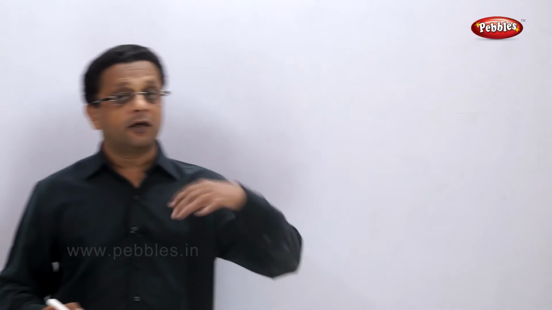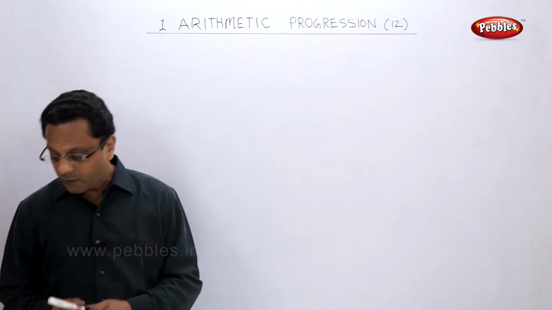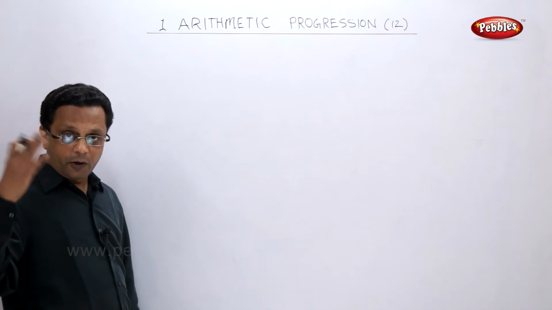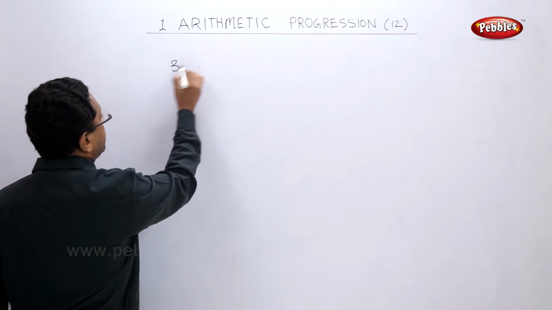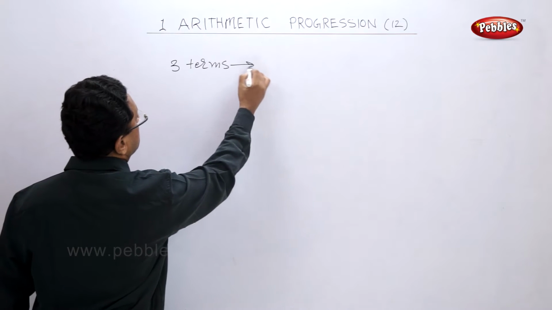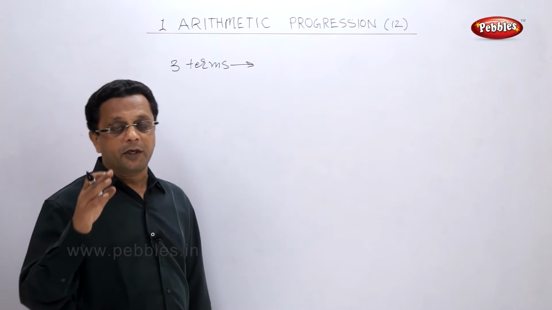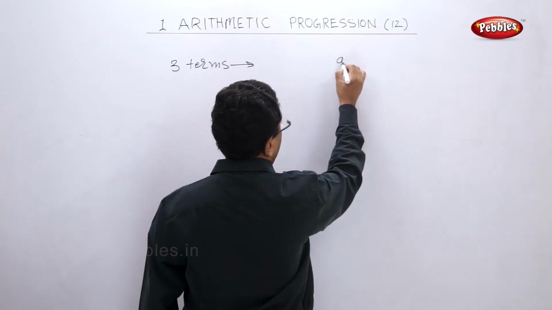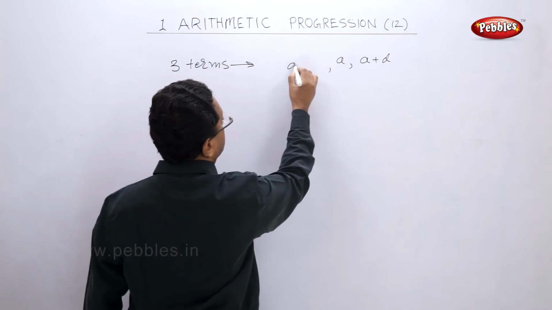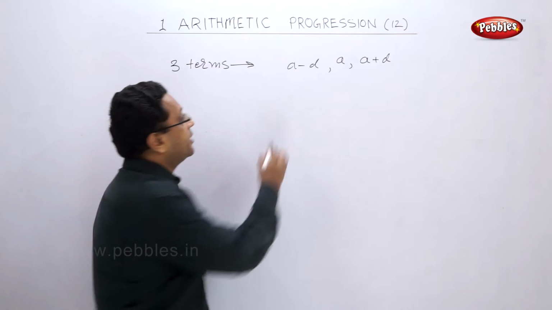Now before going to the examples, one important thing we'll see in the quadratic equation or simultaneous linear equation chapter also. Whenever you are asked to take 3 consecutive terms, 4 consecutive terms, or 5 consecutive terms, here is what we should do. If in the following examples you are asked to take 3 terms, then you should not take a plus d, a plus 2d. No, you take a, a plus d and a minus d. You should take these 3 terms.